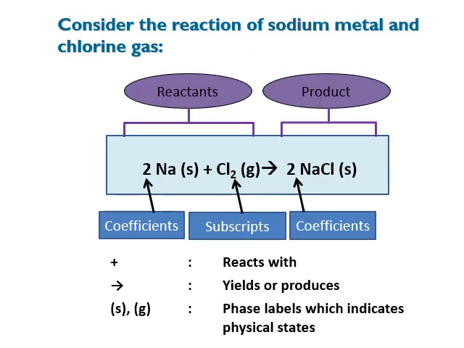For example, in this one, we have to know which one is the reactant and which one is the product. The reactants appear before the arrow, and the products appear after the arrow, what has been formed through the reaction. The number that you have here is the coefficient, and here is the subscript, and you have here the coefficient.